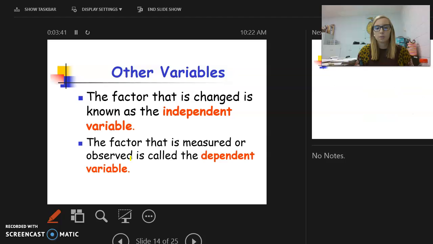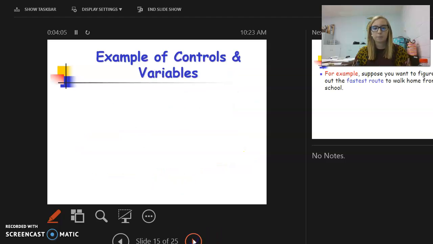Other variables: the factor that is being changed is known as the independent variable. Whatever you're changing, the factor that I'm changing, is known as my independent variable. It's independent. There's only one. The factor that is being measured or observed, which is not being changed, is the dependent variable. I'm dependent on what it looks like to make my comparisons.